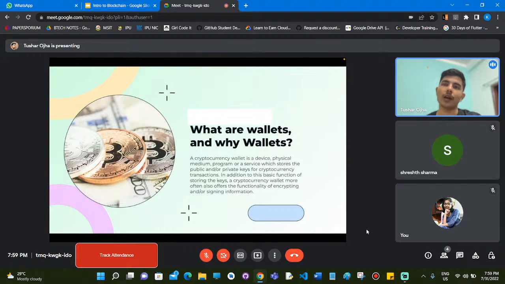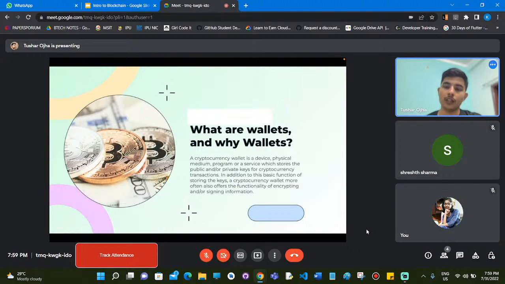If you have 10,000 rupees, where do you keep it? You keep it in a wallet, right? You keep it in a safe. You keep it in a hardware kind of a locker. So that is your wallet in simple terms. But in cryptocurrency, it works the same way. If you have 10,000 bitcoins, where would you keep it? You keep it in a wallet.